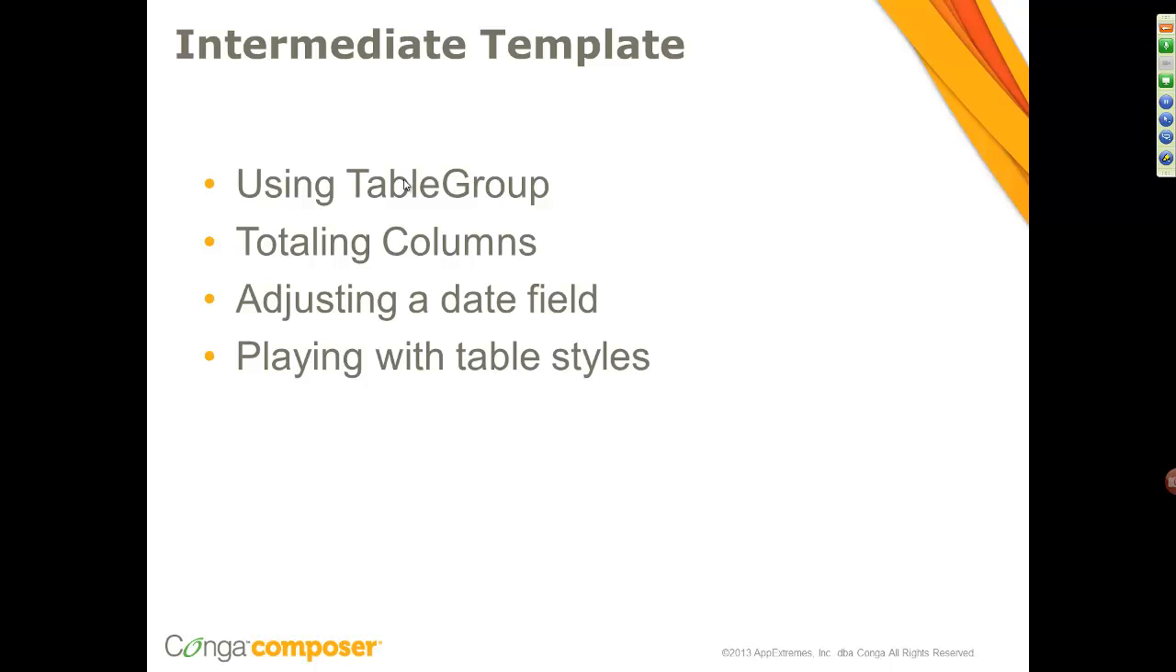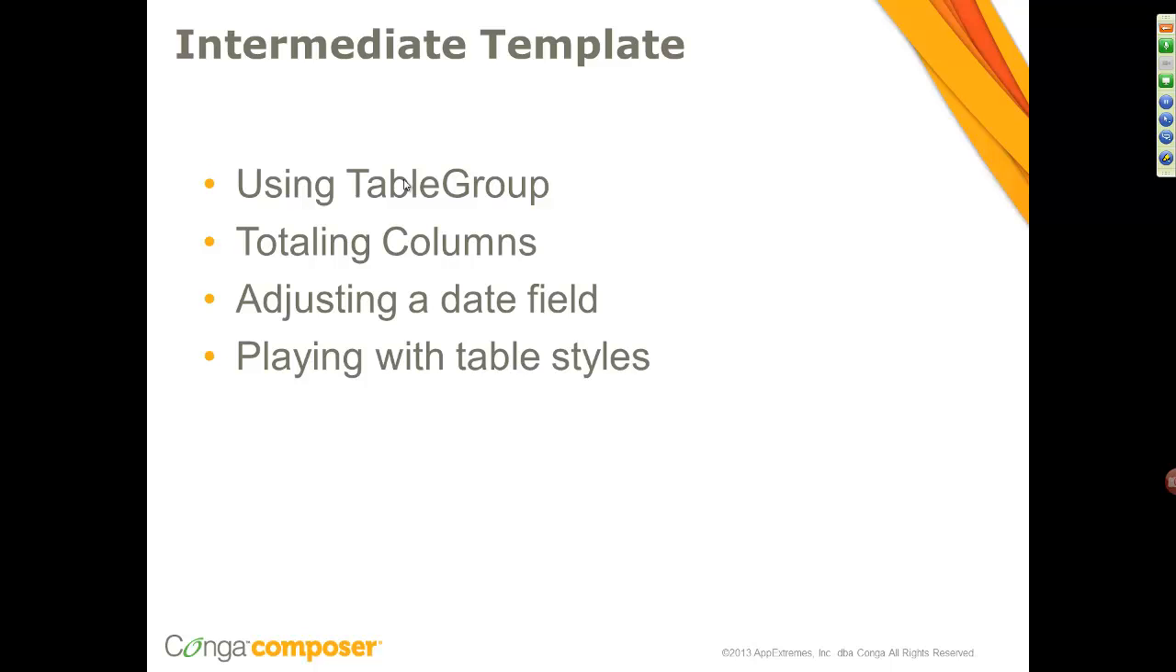In the intermediate template, we'll use table group, which is a really cool way to summarize on a particular field value. We're also going to do a total on a particular table column, adjust a date field, which is a really cool trick to automatically adjust a date forward or backward into the past. And then finally we'll do a bit with table style so you can get some formatting tips and tricks.